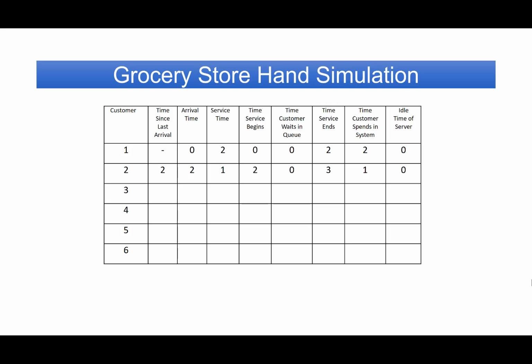The arrival time would then be 2, the service time would be 1, and the service could begin at time 2. The customer had no time to wait in queue. The service therefore ended at 3 because there was no time to wait in queue. It began at service 2, and in 1 service time, the end would be, of course, 3. The total amount of time the customer spent in the system was 1, and again, there was no idle time for the server.